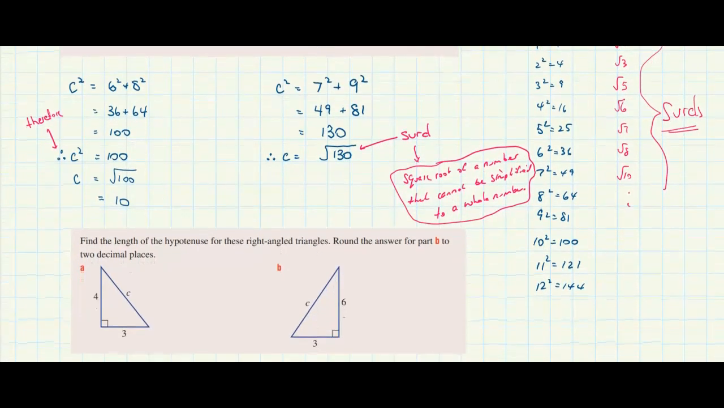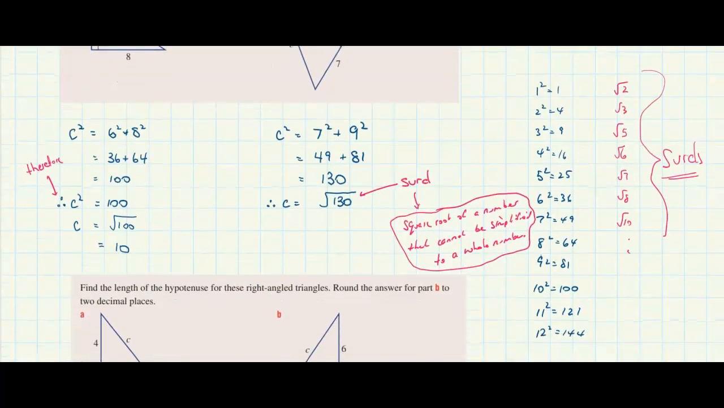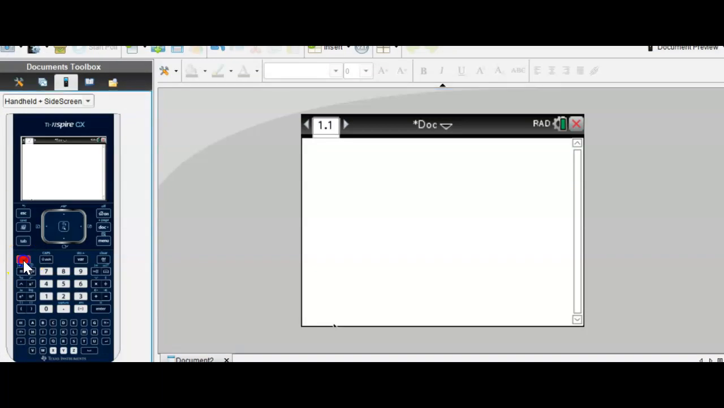So we just leave it like that, although we might get our calculators out. What did it say? Round the answer for part B to 2 decimal places. So you've got to get a calculator out now. Look at this, I found a calculator. It's a pretty fancy calculator, but it doesn't really matter. I'm just showing you what you need to do. You need to find the square root button and punch in 130.